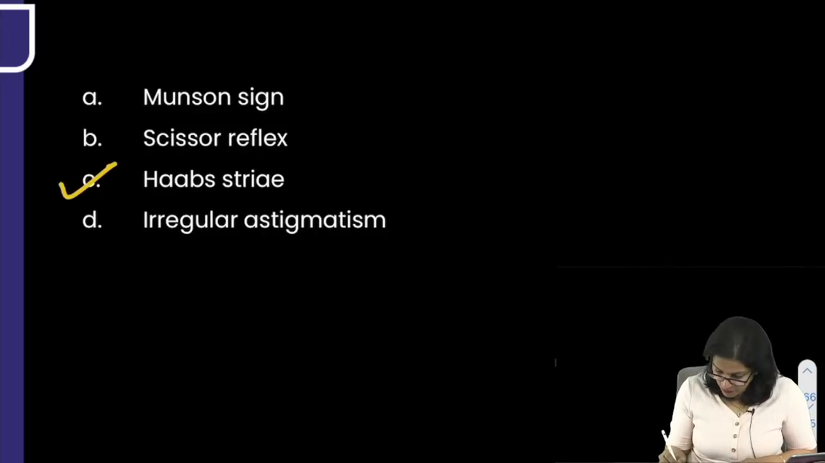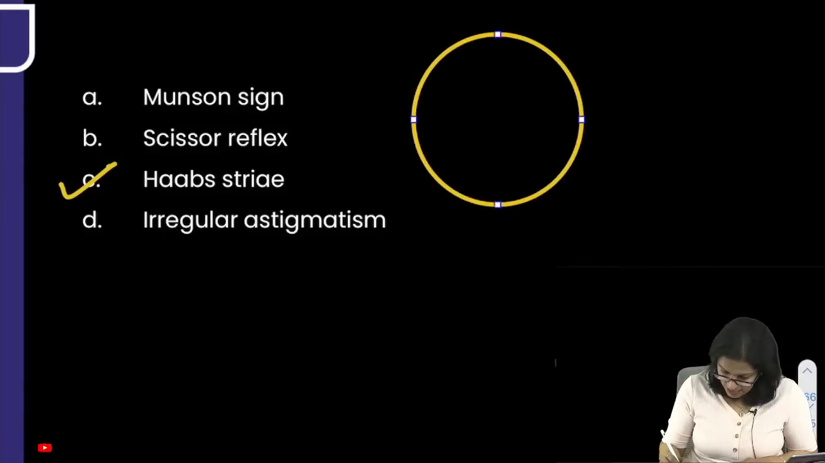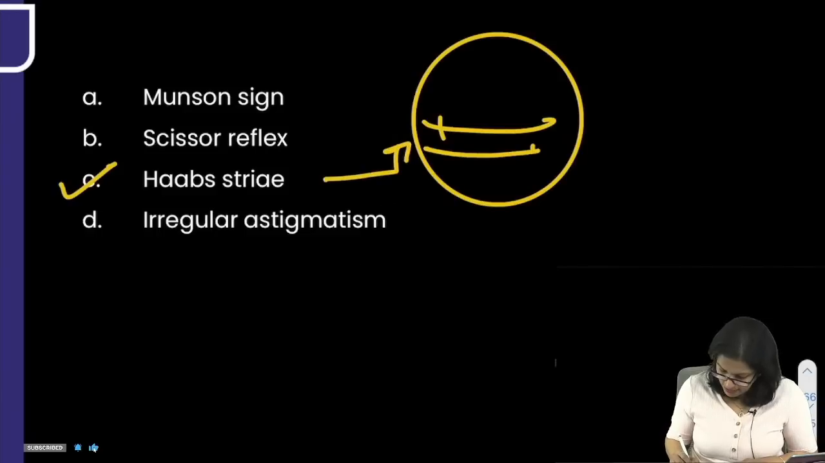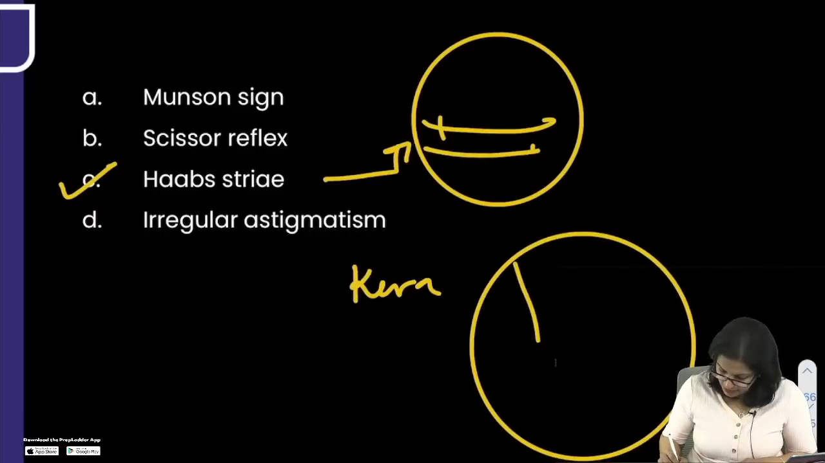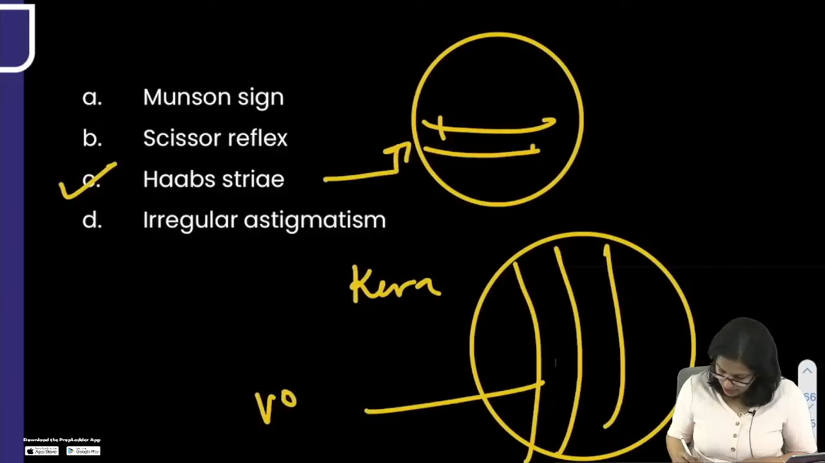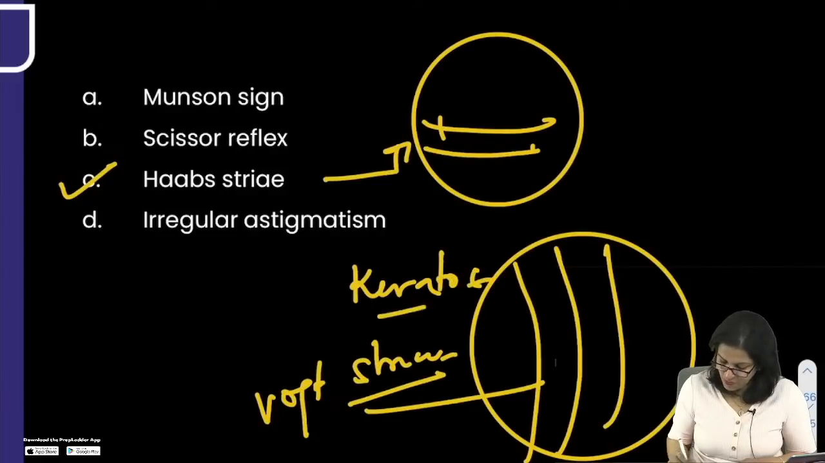So what happens, if you want to draw it for yourself, draw it. Generally it is made horizontal or circular. These are Haab's stria. And in keratoconus what you get is parallel to the steeper axis, isn't it? So these are the Vogt's stria. For keratoconus, this is the Vogt's stria.